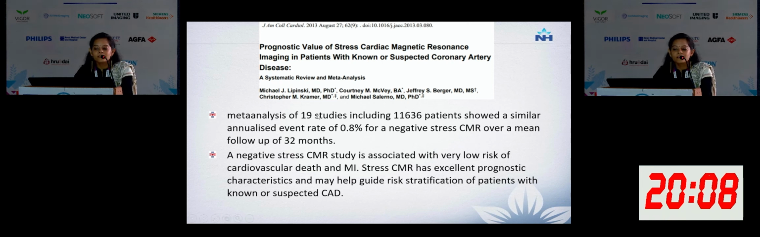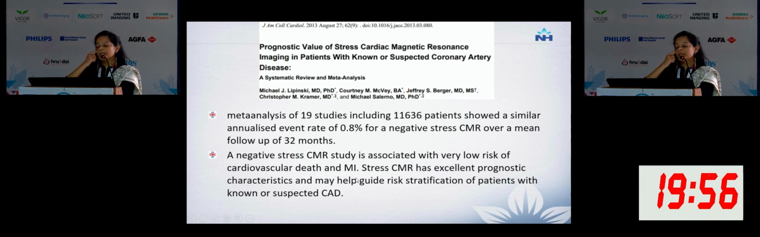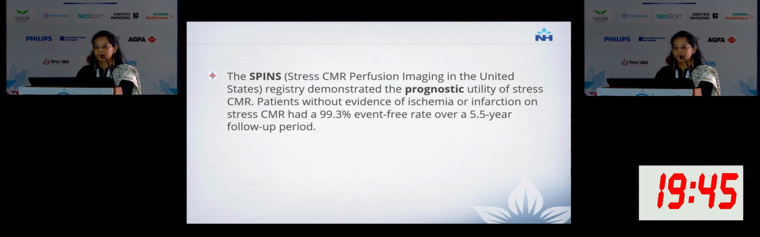A meta-analysis of 19 studies, again less than 1% rate for a negative stress CMR, which is associated with a very low risk of cardiovascular death and MI. So it not only diagnoses whether the coronary artery disease is significant, but it also prognosticates the risk and risk stratifies if it's a negative MR. This was the SPINS registry done in the US, again similar, which talks about the prognostic utility of stress MR. They said that patients without ischemia or infarction had a 99.3% event-free rate over a period of 5.5 years.